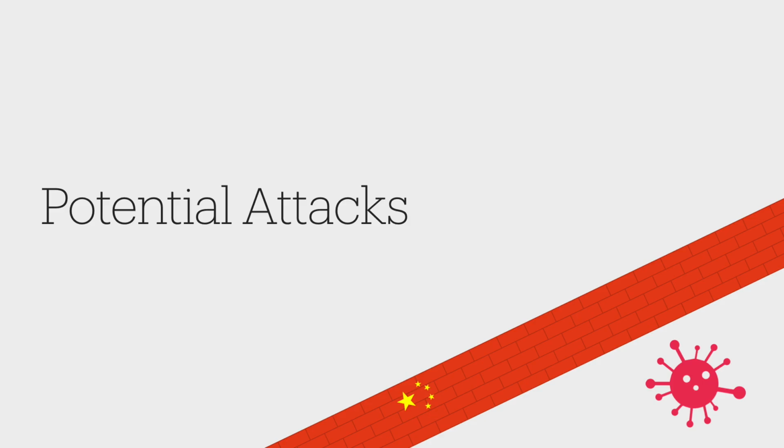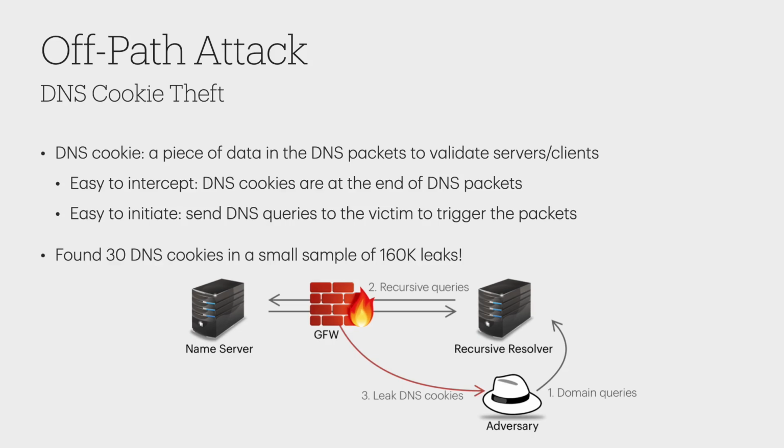As we have stated, adversaries might leverage this vulnerability to passively collect sensitive information. But we found it feasible to launch more proactive attacks. We'll take 2 attacks for example. The first is DNS cookie theft, which could help off-path attacks against DNS servers.